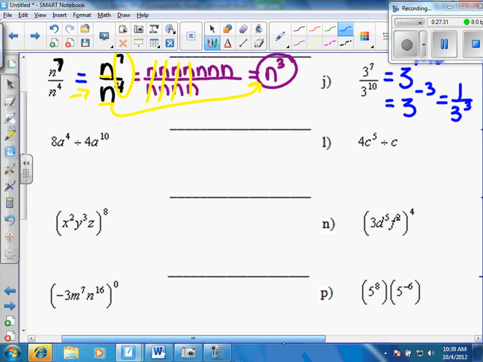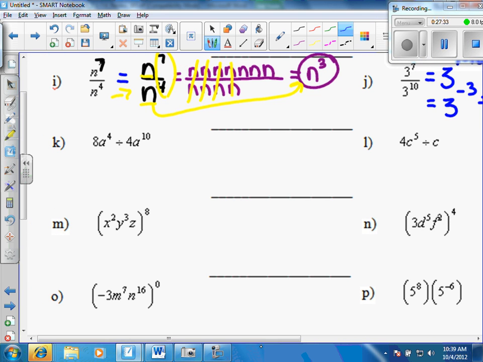Let's go to the next problem. When you see this old division sign that you used a lot in elementary school, I would immediately remember fraction means divide and rewrite this as a fraction. So you would start with this as 8a to the 4th divided by 4a to the 10th.